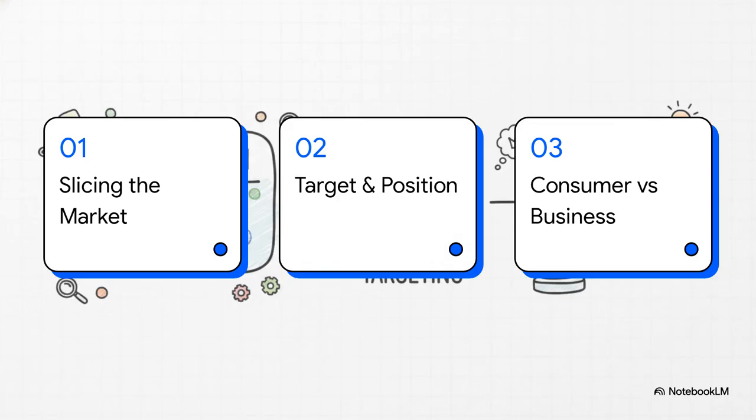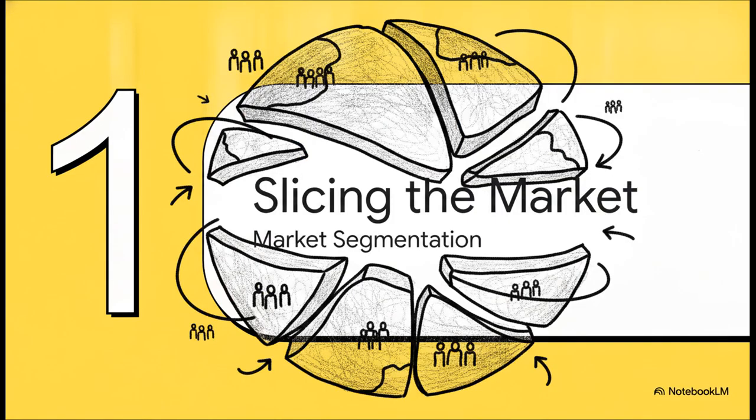Here is our quick roadmap for today. Number 1, slicing the market. Number 2, targeting and positioning. And finally, number 3, adapting our approach for consumer versus business markets. Let's get to it. Starting off with part 1, slicing the market.